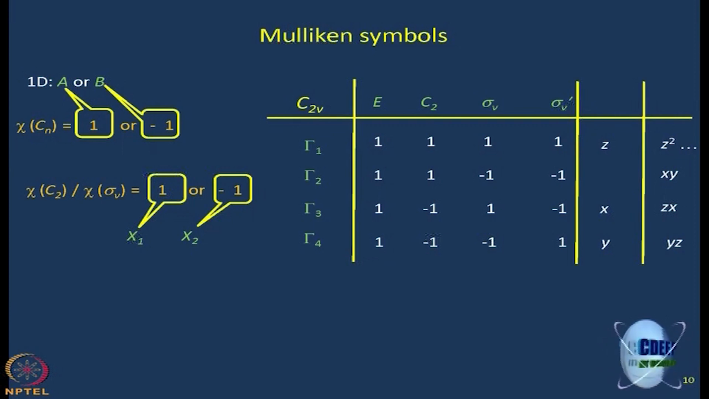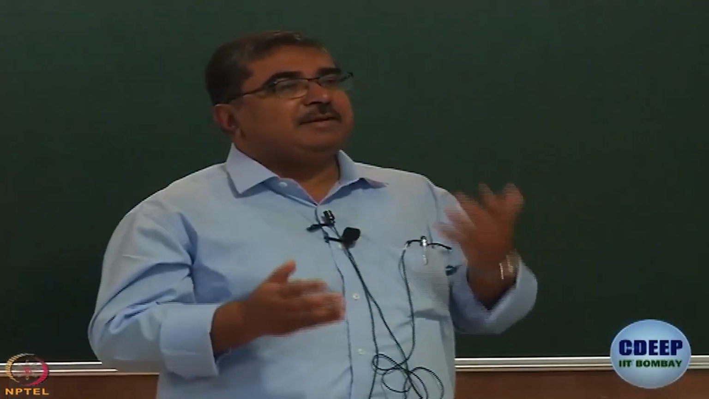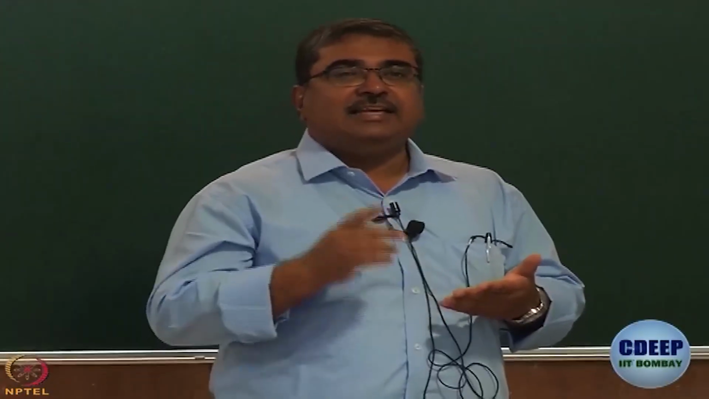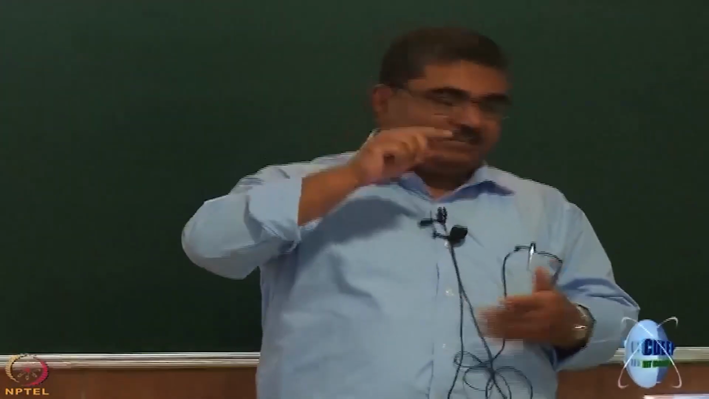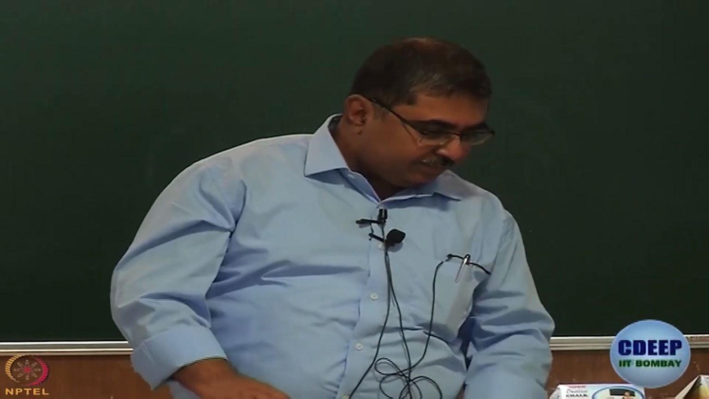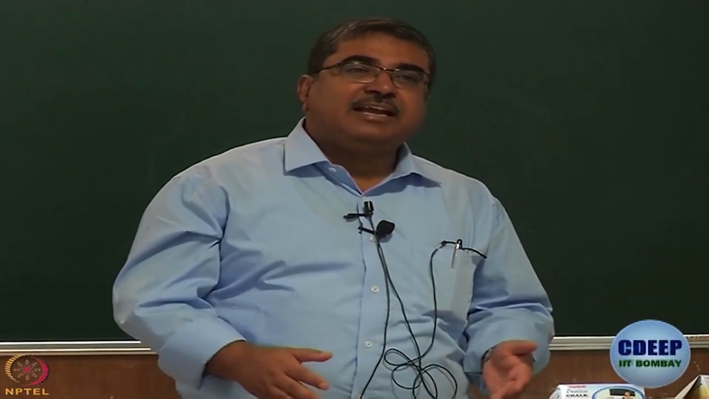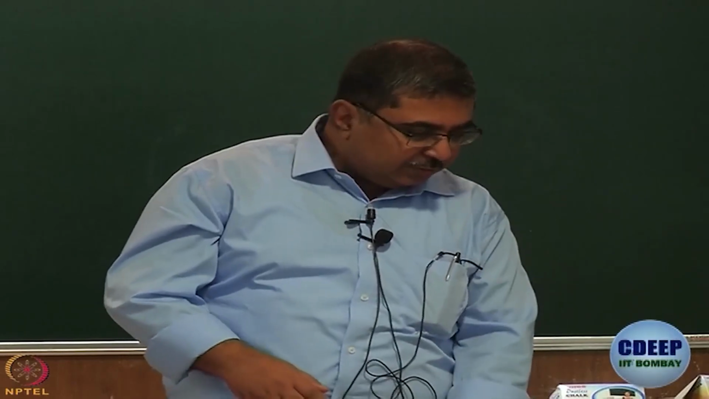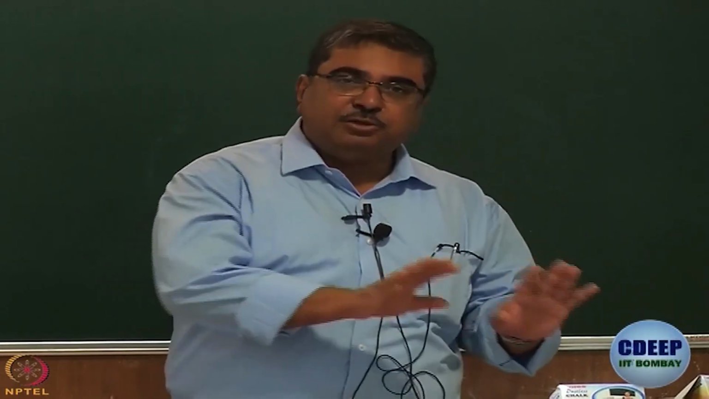Now, what we have not talked about so far is sigma h. We are going to show you some examples. Wherever there is a horizontal plane of symmetry, if you have a one dimensional representation which is symmetric with respect to sigma h, where the character is +1, then you use a dash. If it is antisymmetric, character is -1, then you use a double dash. We will show you examples shortly.